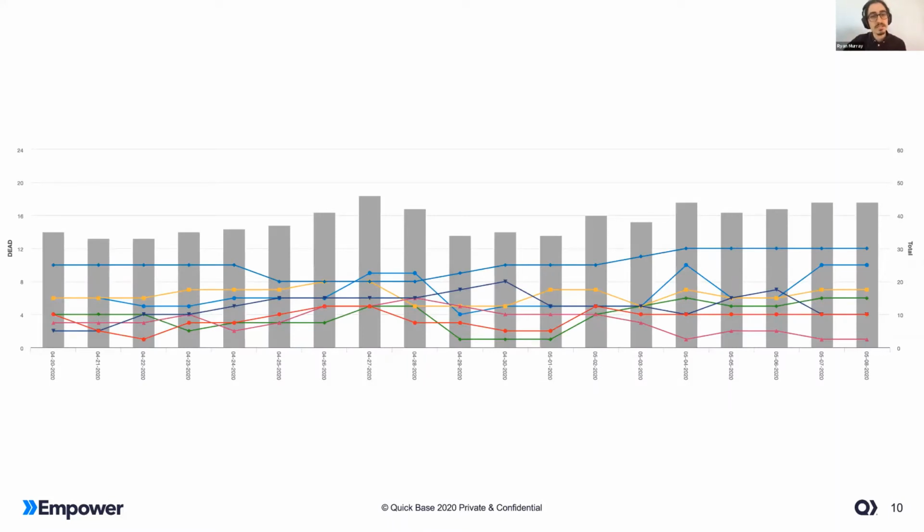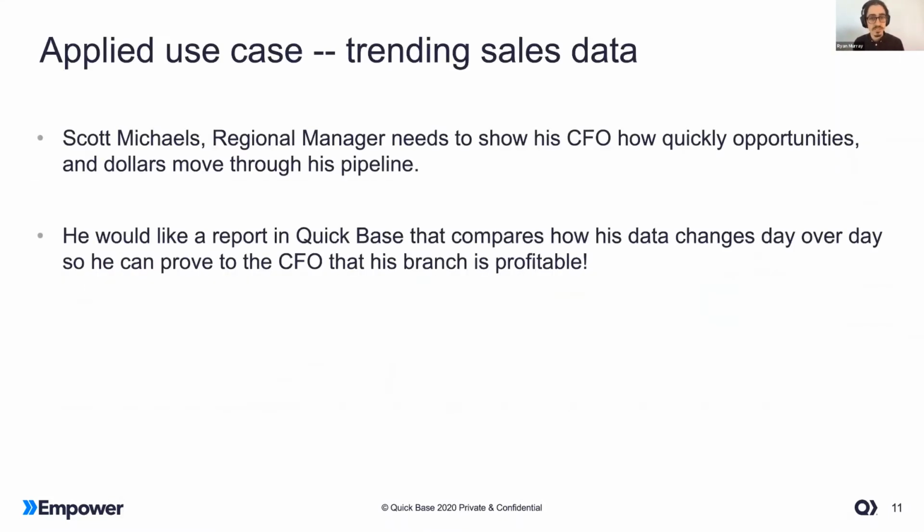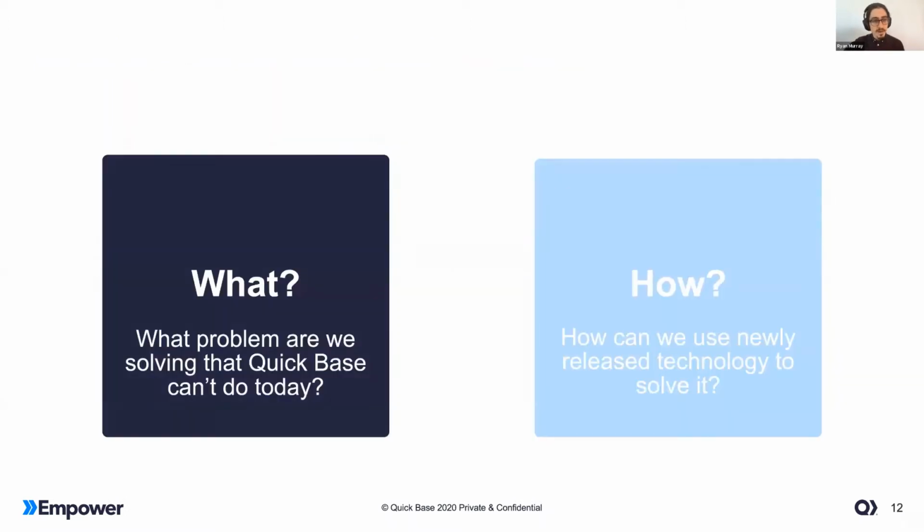So let's get into the use case that we're going to use today. We were asked to trend some sales data. Scott Michaels, our regional manager, wants to show his CFO how quickly opportunities and opportunity dollars move through the pipeline. He wants to see this report in QuickBase to show how his data is changing day over day, so he can prove to the CFO that his branch is in fact profitable. So that wraps up the what that we're solving.